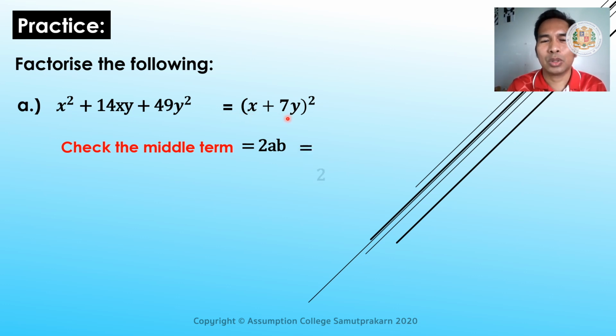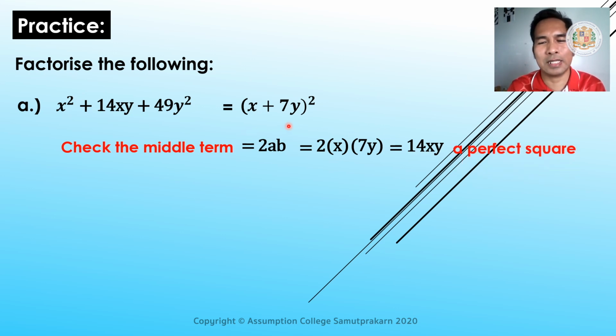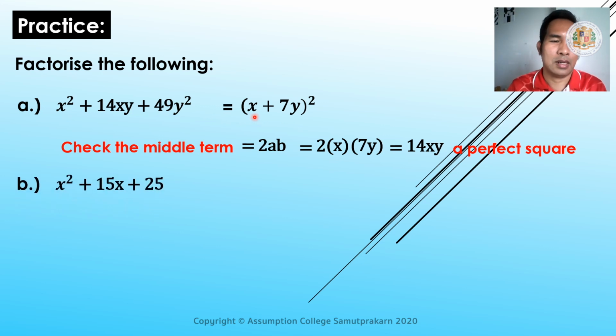So we have 2 times x times 7y. So 2 times x, 2x. 2x times 7 is 14x, times y is 14xy. So that means, okay, it complies. So therefore, that is a perfect square. Then your answer is correct. Letter B.